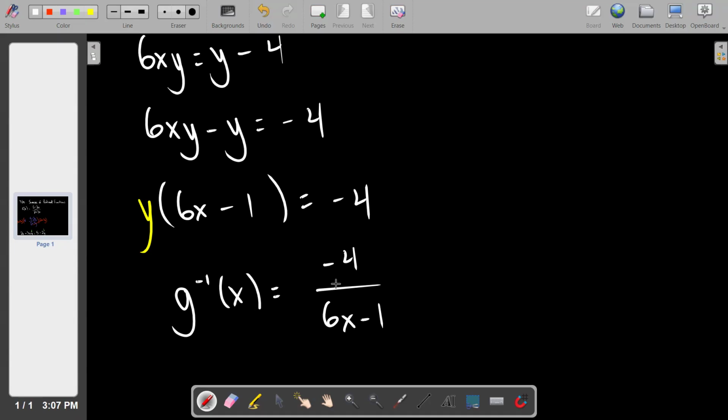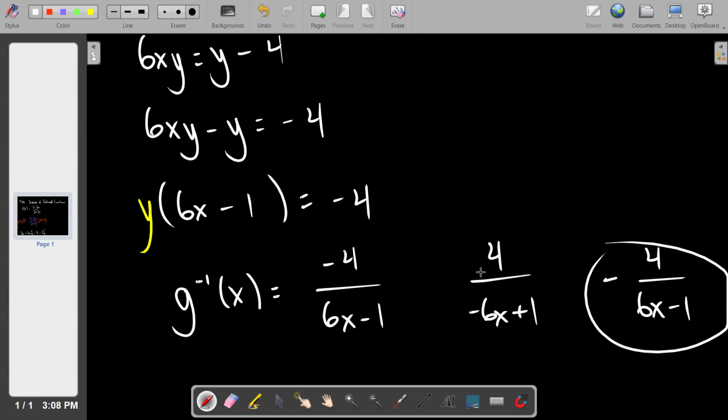And listen, since there are tests out there that are multiple choice, this answer could be written three different ways. The negative could be on top like this. Someone, for some weird reason, could have moved the negative to the bottom, and then the bottom would say negative 6x plus 1. And someone could also pull the negative outside and just have it be the negative of 4 over 6x minus 1. So if you were taking a multiple choice test, bear in mind that those are all possibilities. People like me, generally, I like the negative pulled out, but I don't write multiple choice tests, so who really cares?